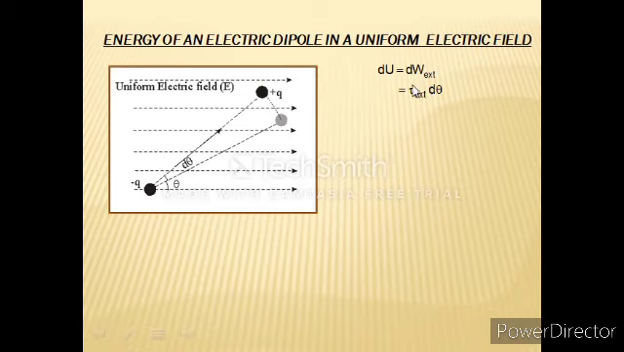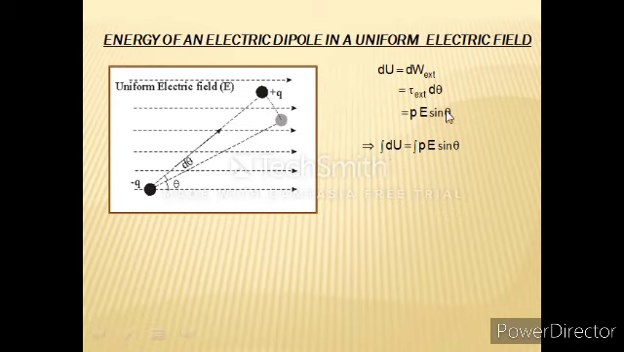This external torque is almost equal to the torque due to the field, that is PE sin theta. So this external torque is PE sin theta. d theta is missing over here. It should be PE sin theta d theta. And here further, even this d theta is missing.